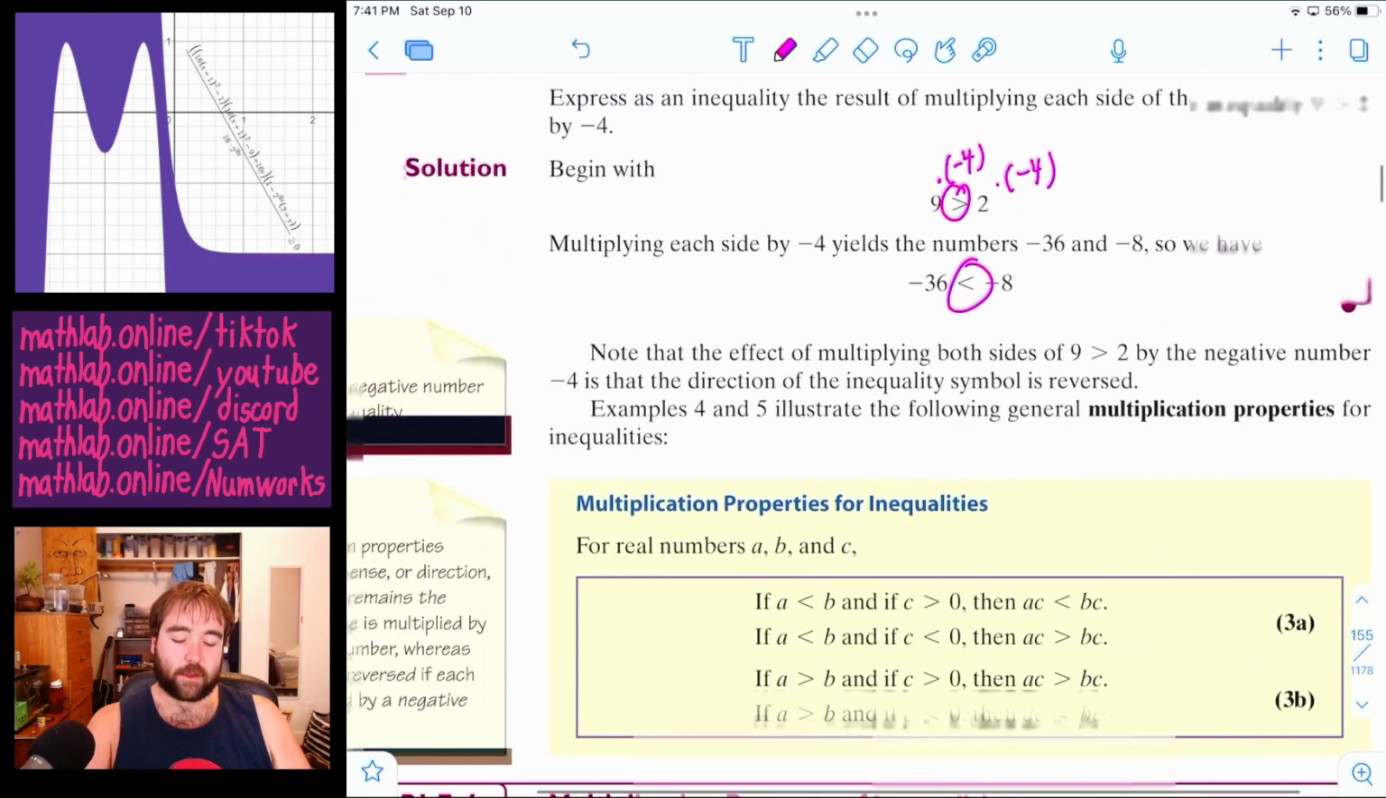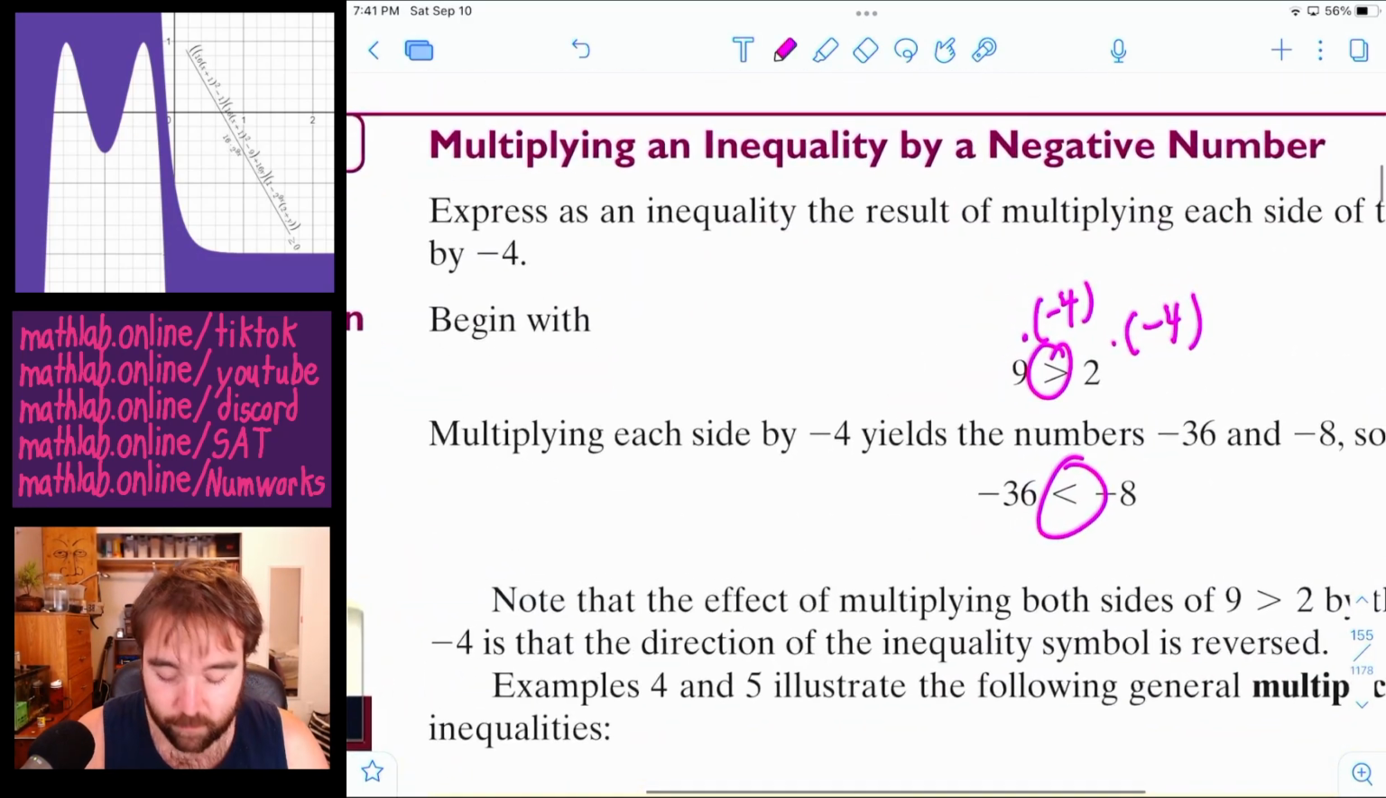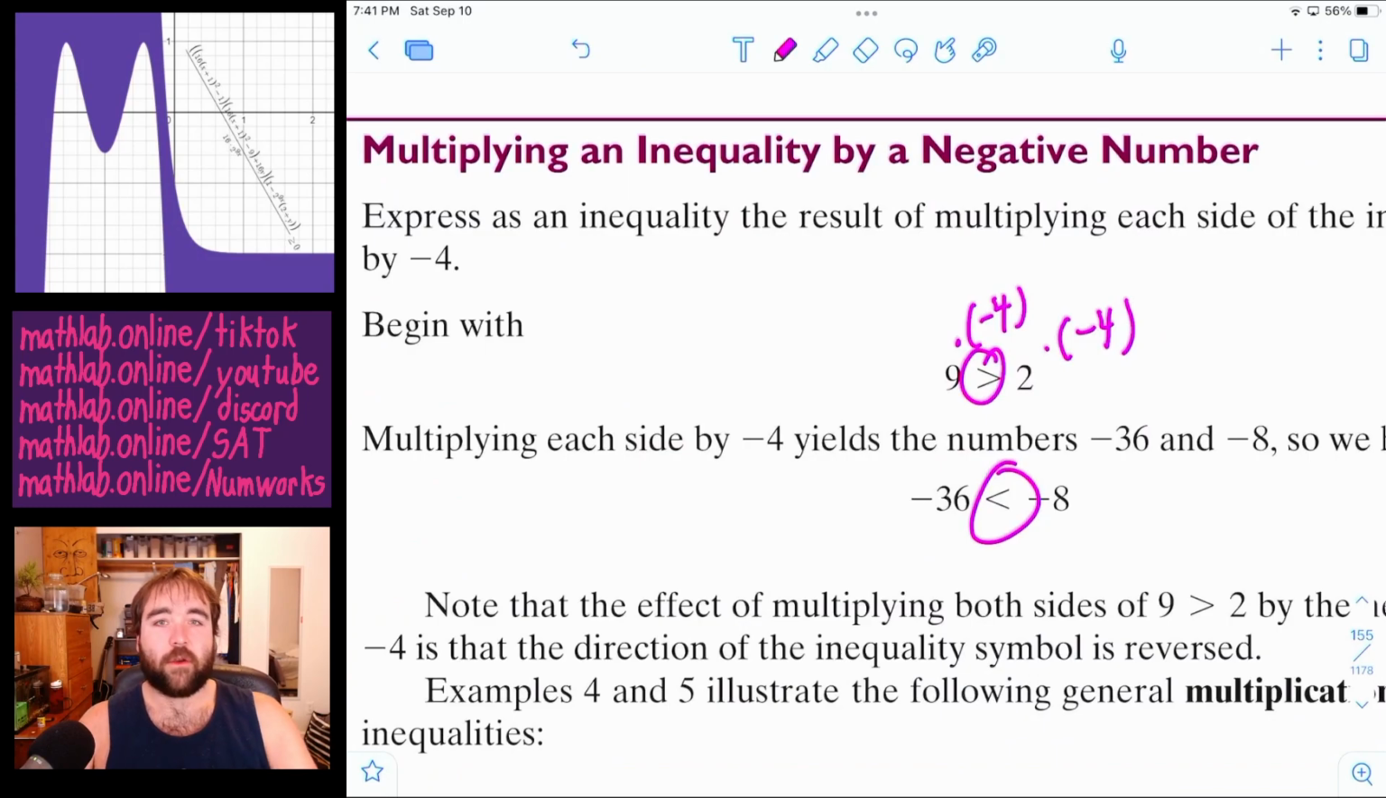And that's another thing. So that's the biggest takeaway of this. When you multiply by a negative, you got to flip the sign.